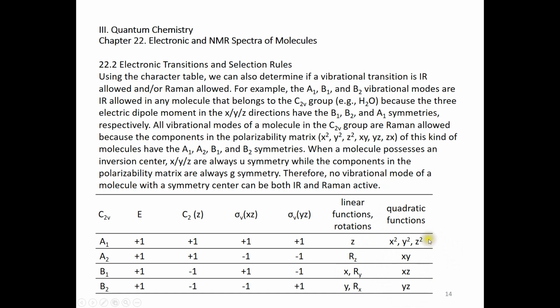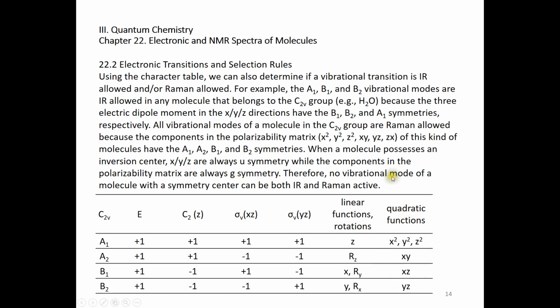However, if you're looking at the second order functions, they are symmetric with respect to the inversion center. So what does that mean? Well, as long as you have a molecule with an inversion center, XYZ will always be U symmetry, and all those second order functions will always be G symmetry.